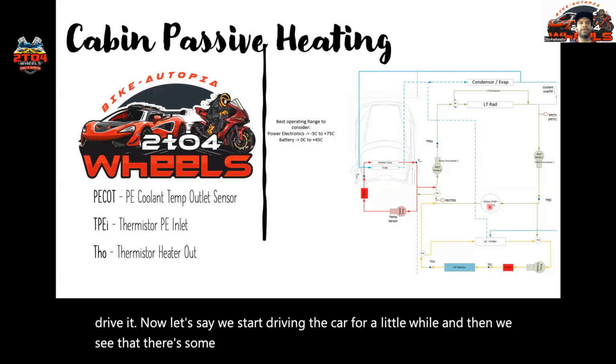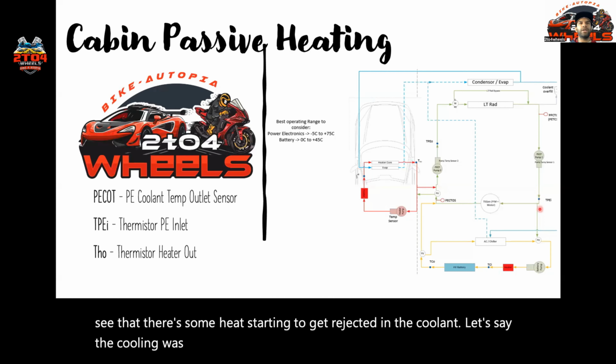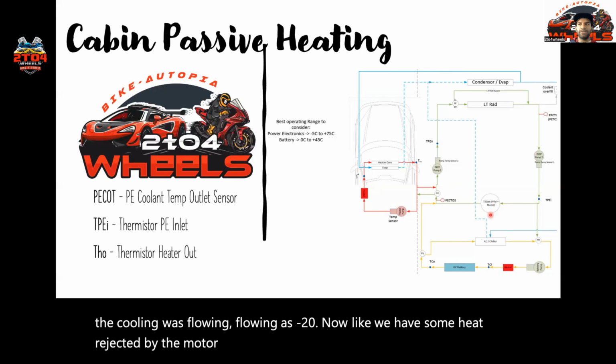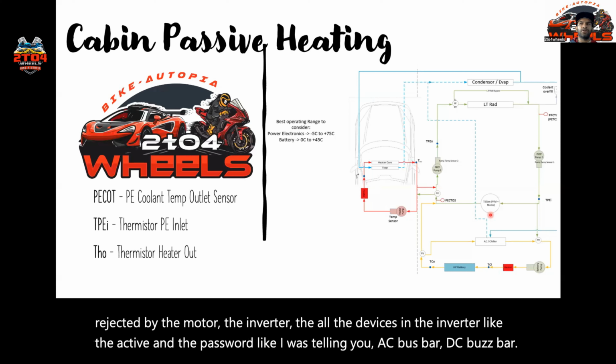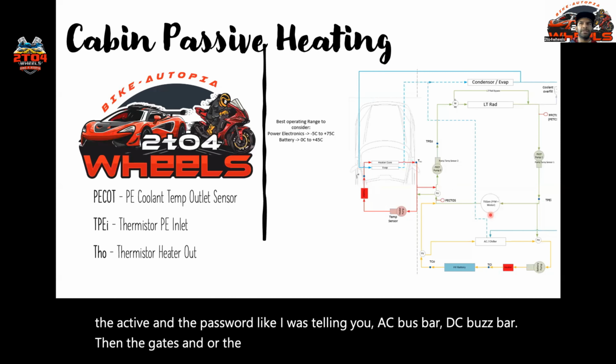Now, let's say we start driving the car for a little while, and then we see that there's some heat starting to get rejected in the coolant. Let's say the coolant was flowing at -20. Now we have some heat rejected by the motor, the inverter, all the devices in the inverter, the active and the passive, like I was telling you, AC bus bar, DC bus bar, then the gates or the MOSFETs, IGBTs, whatever you want to say.